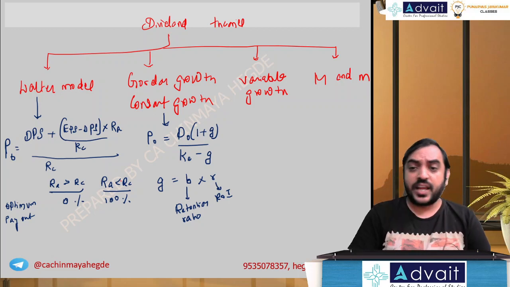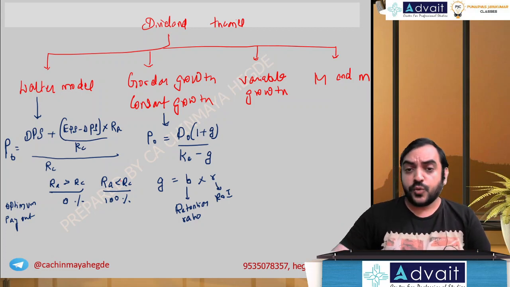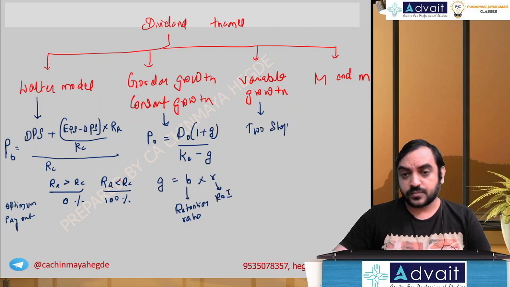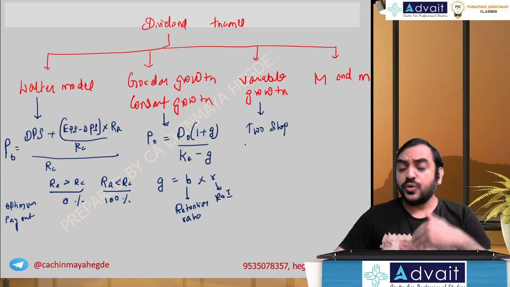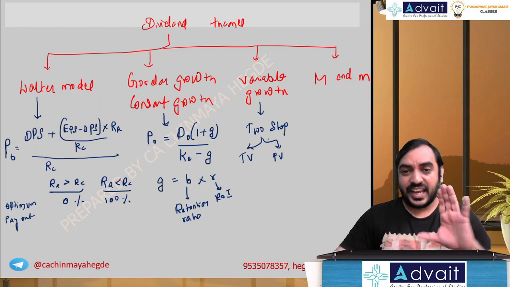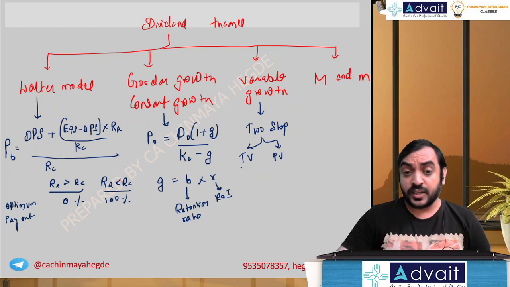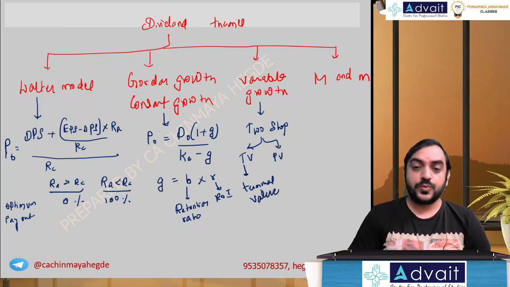Formula derivation I would like to give you, but let me complete this, then I'll go for the derivation aspect. Variable growth model, we follow a two-step approach. We calculate terminal value, then we calculate present value. I'll explain that process along with the logic. But just write down TV: we calculate the terminal value first, and then we calculate the present value. Two-step approach, variable growth model.